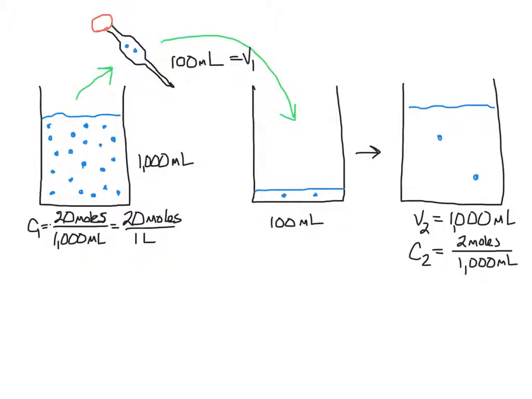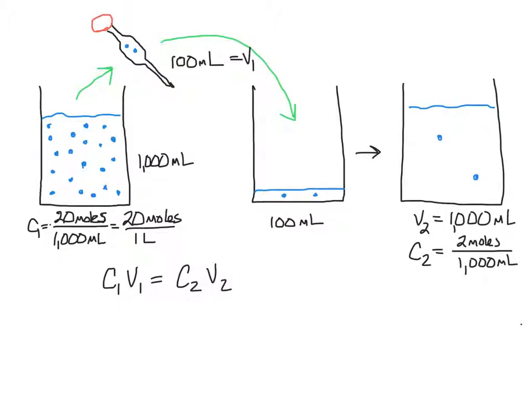Here's the equation you would use to do this type of calculation. C1 times V1 is equal to C2 times V2. What this means is that the concentration initially times the volume initially is equal to the concentration in the final state times the volume in the final state. Let's plug in the values we have from the picture above and see if we calculate the molarity we expected.